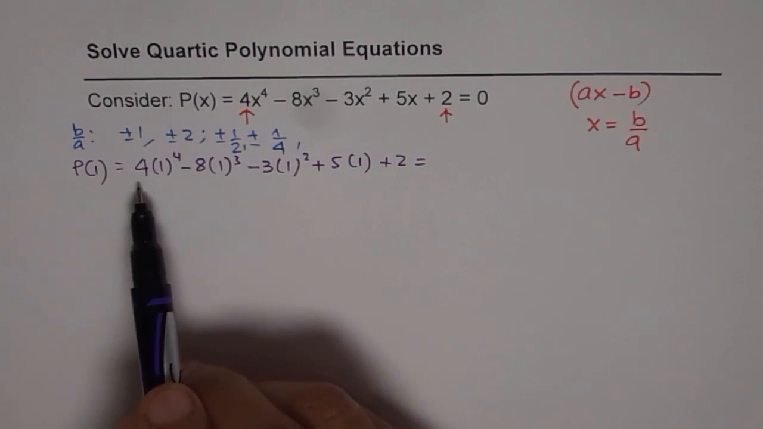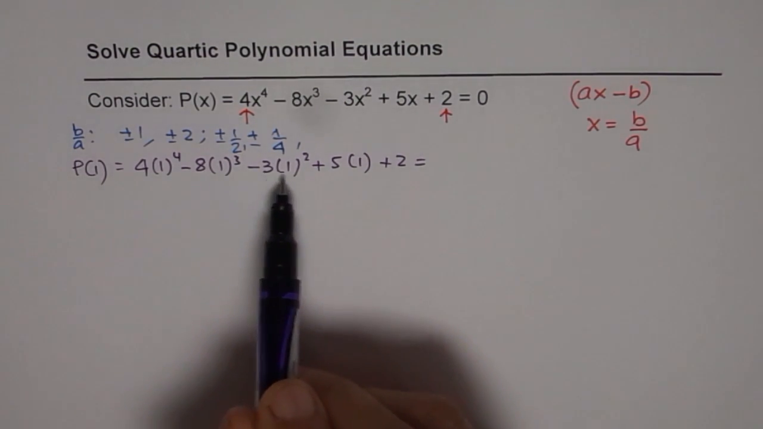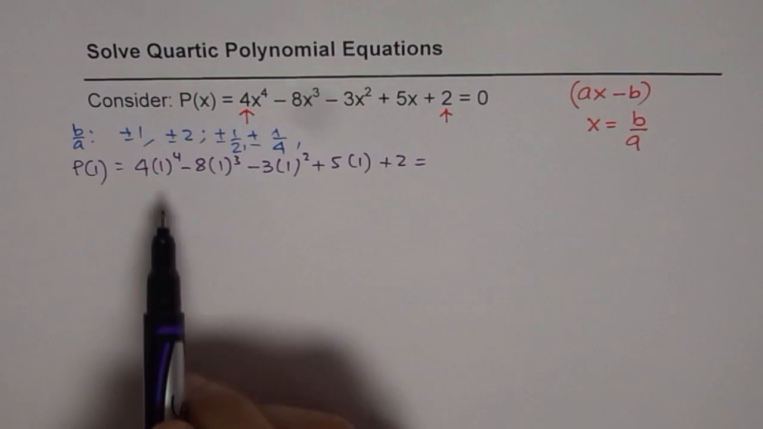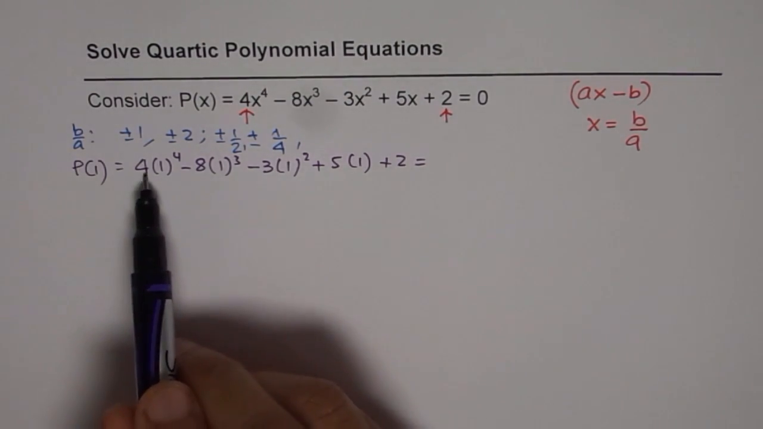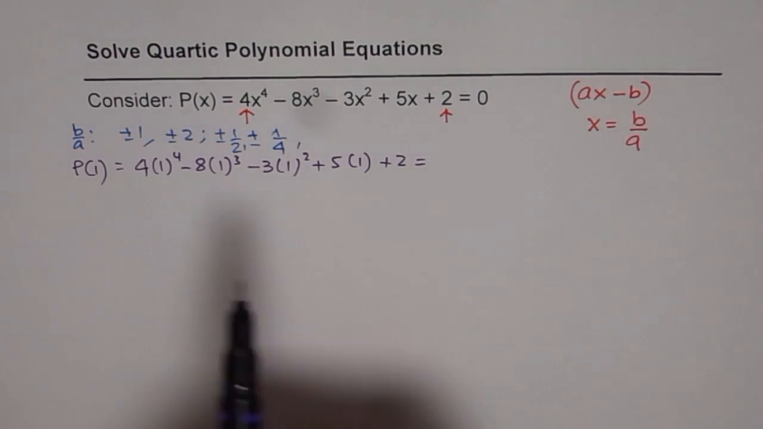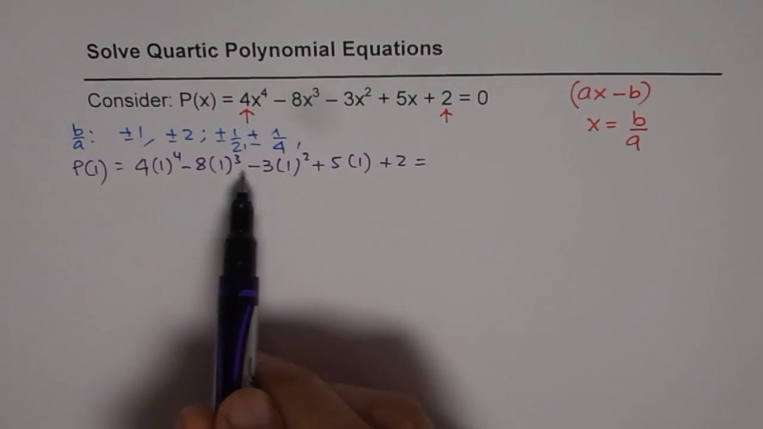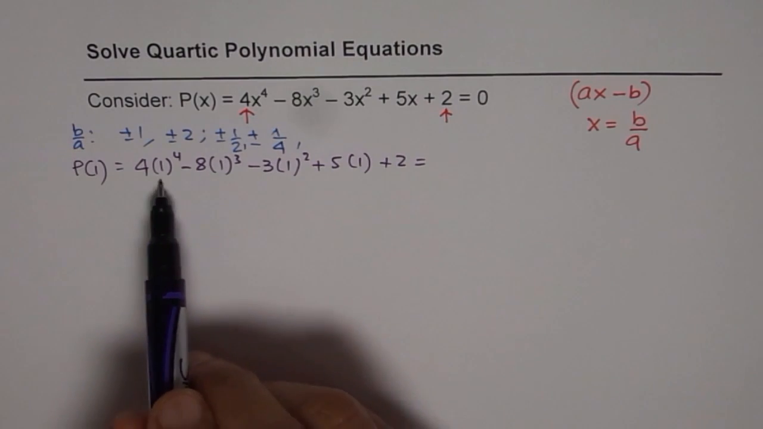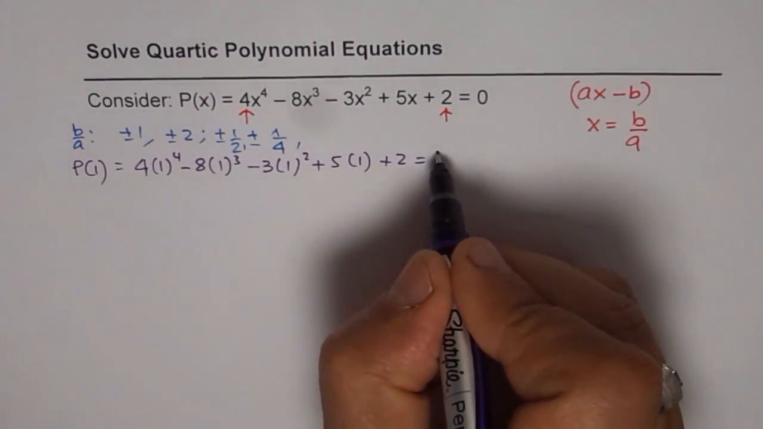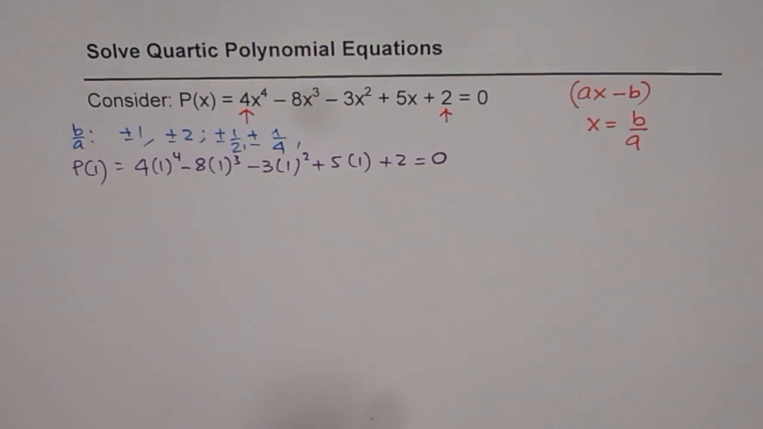So what we get here is 4 minus 8 minus 3 plus 5 plus 2. Let's add the positive terms. 4 plus 5 is 9, 9 plus 2 is 11. And negative terms, minus 8 minus 3 is minus 11. 11 minus 11 is 0. So we are fortunate to get 0 in the very first try. But that's kind of rare.